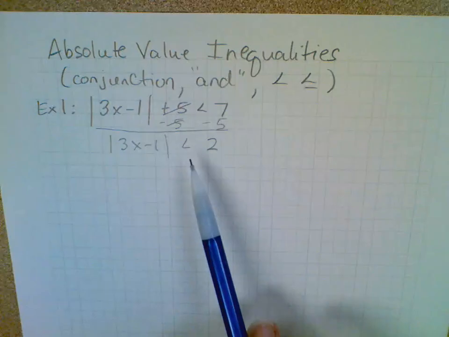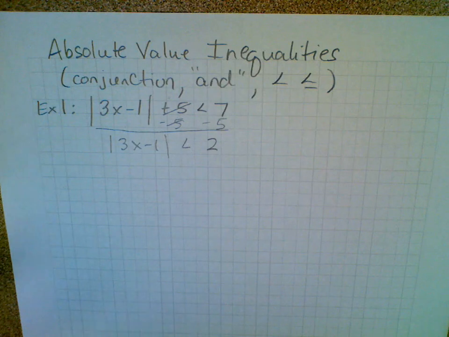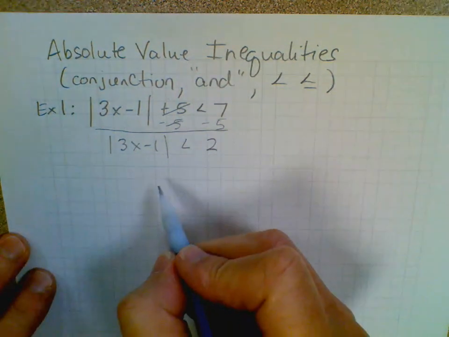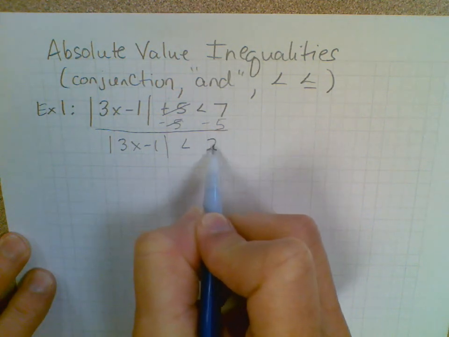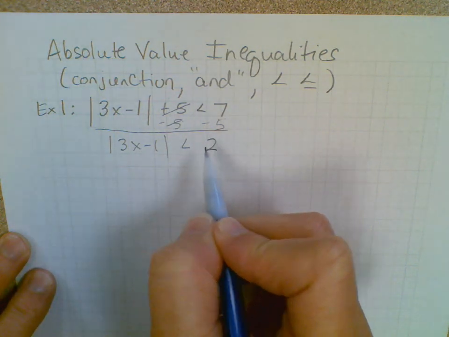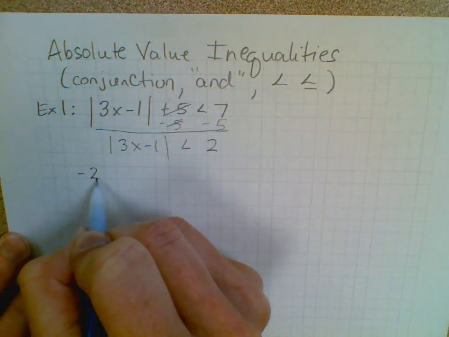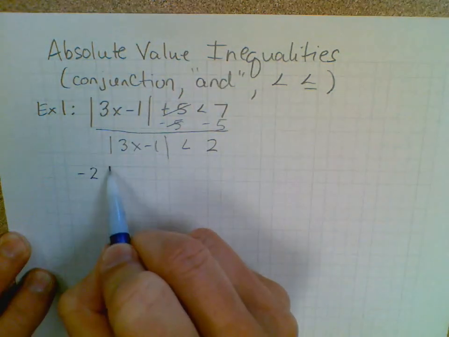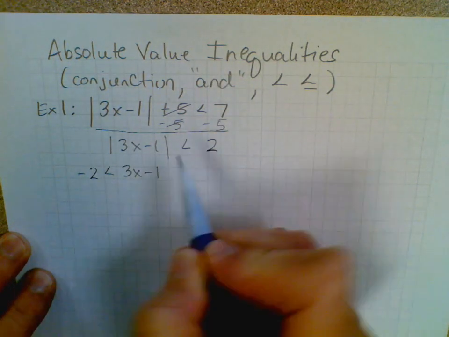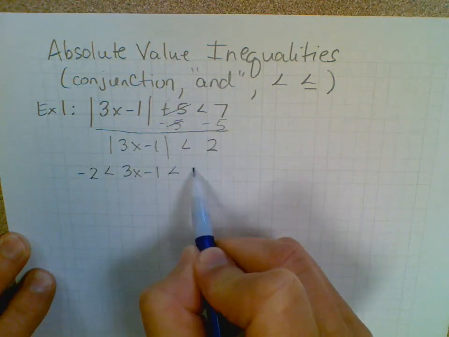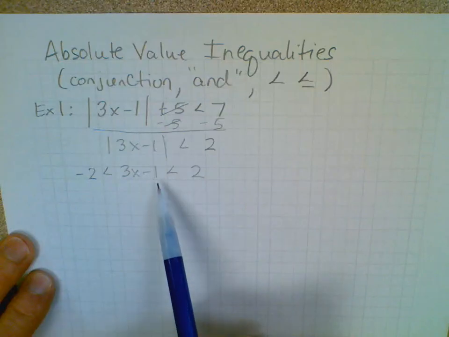Now, since this is a less than, it's an and compound, I'm going to set this up like a compound inequality. So I know this has to turn to a negative 2 at some point. So when we write our compound, that's actually in the lead. So it's negative 2 is less than, and then I'm going to pull out what's inside the bars, which is less than, and then the 2. So you still have your 2 inequalities.